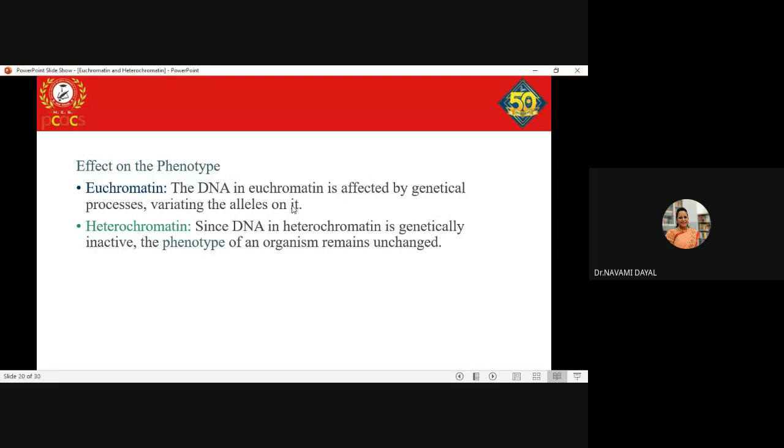For example, you have done DNA fingerprinting or similar experiments, RFLP and so on, as in paternity testing. How does one identify whether a person is the biological father or not? See, 50% from the parents comes into the offspring: 50% is coming from the mother, the other 50% is coming from the father.